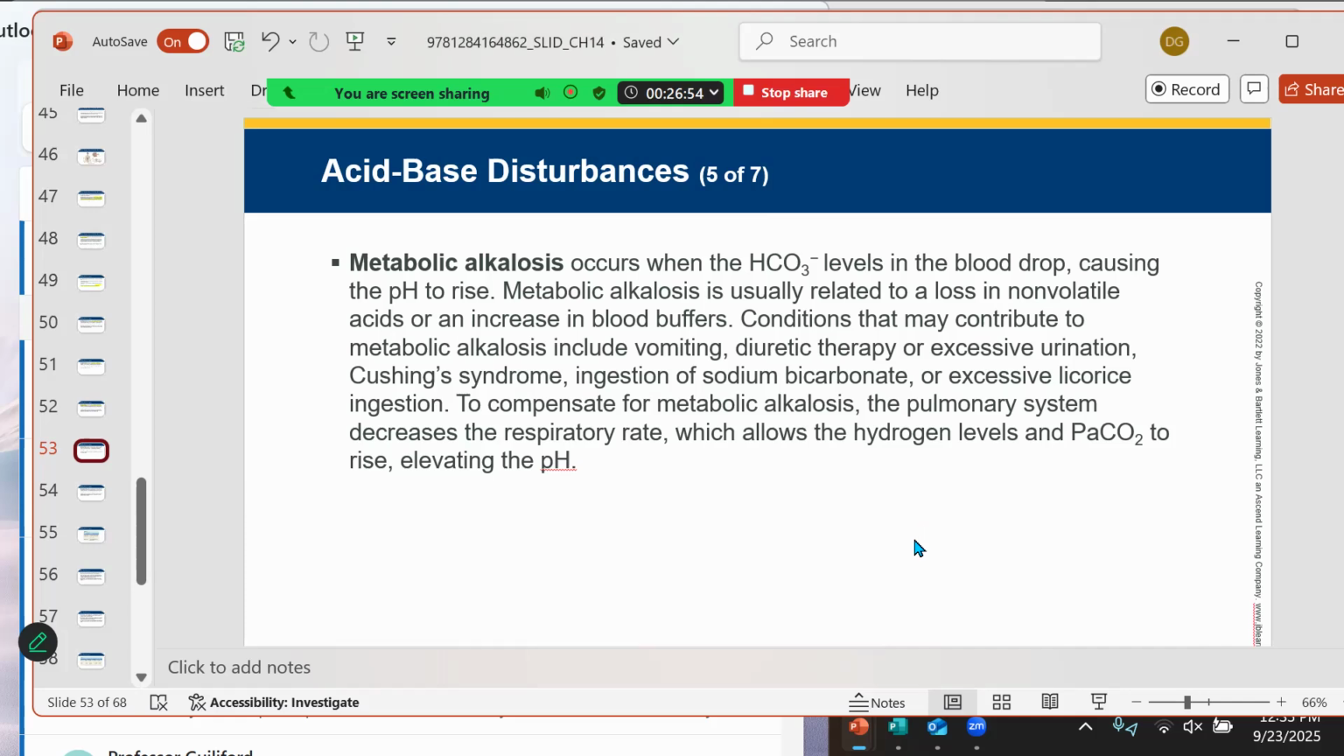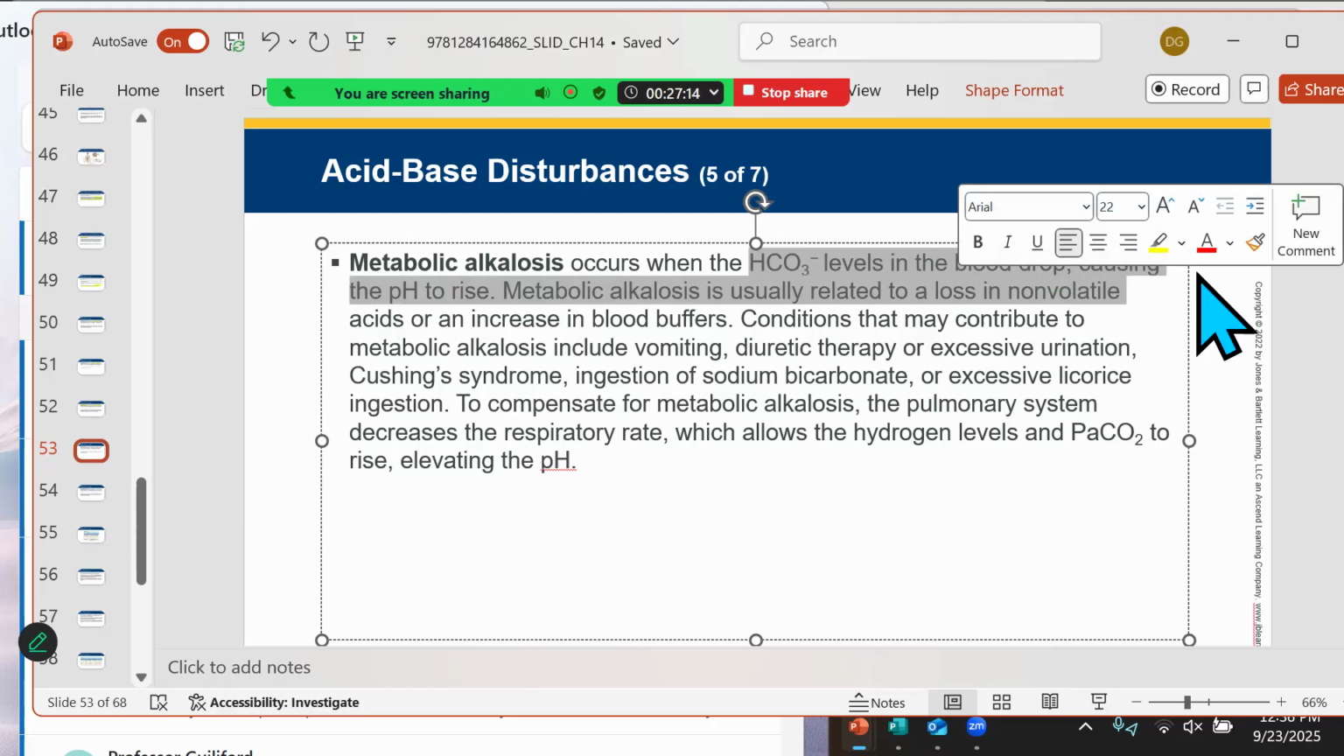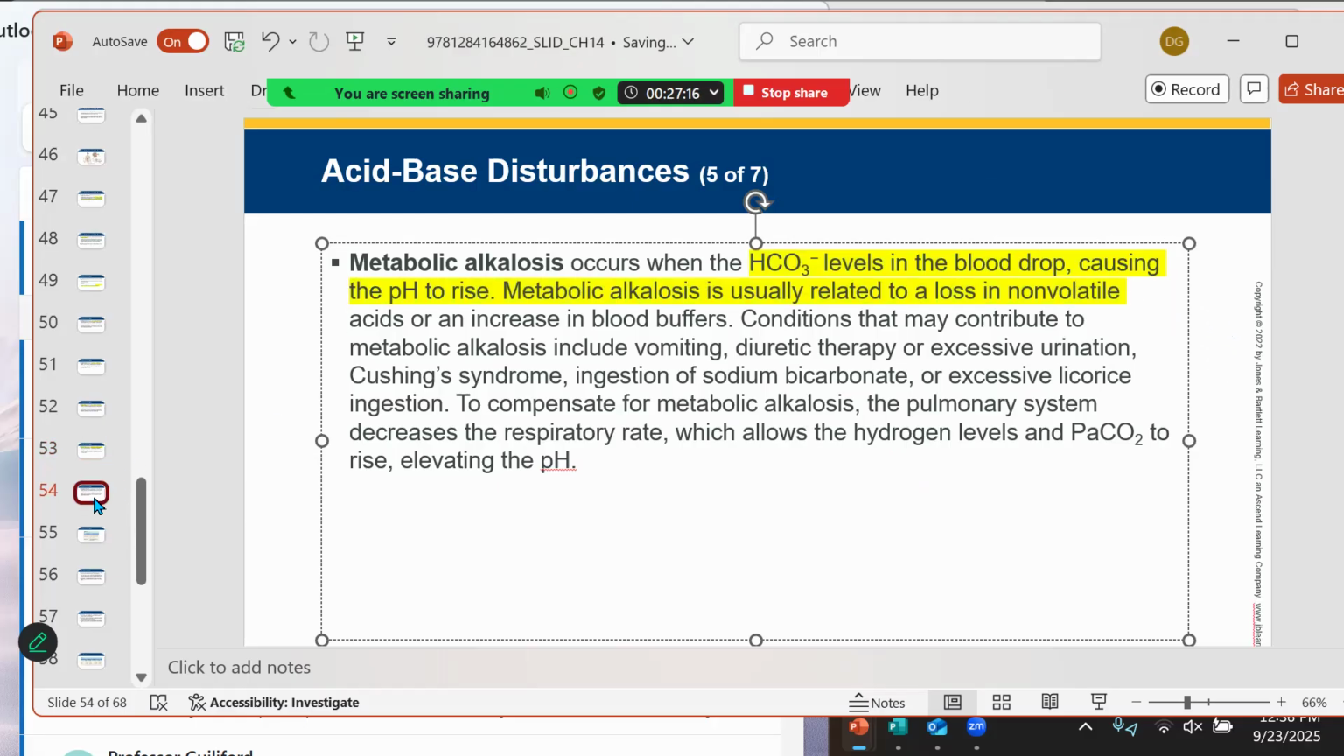Metabolic alkalosis is probably the least common of these, but when it happens, one situation where it can happen is overdose of bicarb, overdose of, say, Mylanta or Malox or any of those solutions that are antacids. This is when the bicarb levels rise, causing the pH to rise.